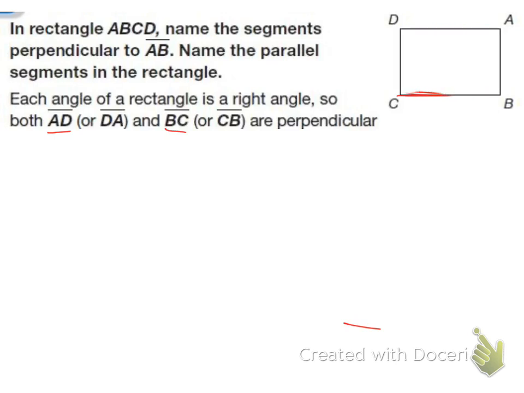And then it says name the parallel segments. Well, parallel means it's going to be straight across from it or going the same direction. So the parallel segment for AB is going to be this one here, which is DC. And I put the line above it to show that it's a segment. I could also call this CD. Both of those would be correct.